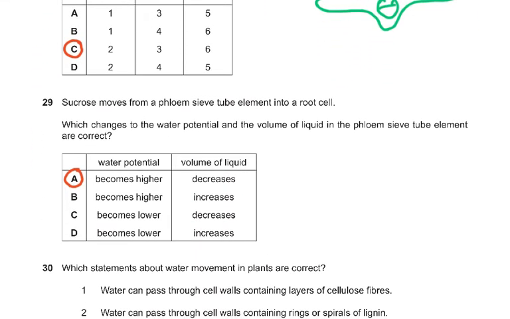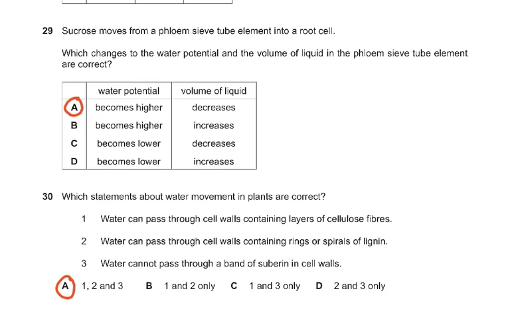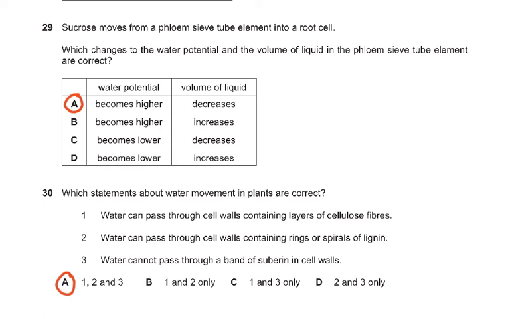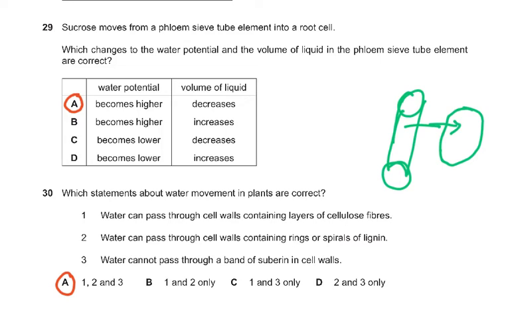Then we come on to: sucrose moves from a phloem sieve tube element into a root cell. Which changes to the water potential and the volume of liquid in the phloem sieve tube elements are correct? So this is the phloem, right? And sucrose moves into a root cell. Not a root hair cell, but a root cell. So sucrose is moving out.